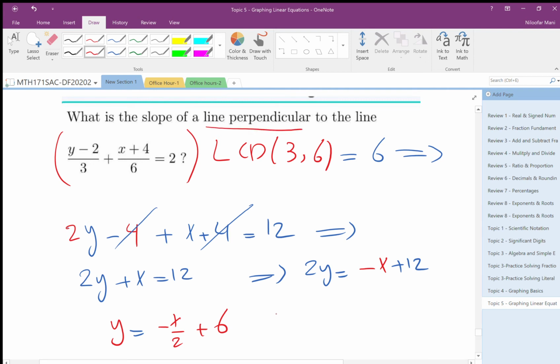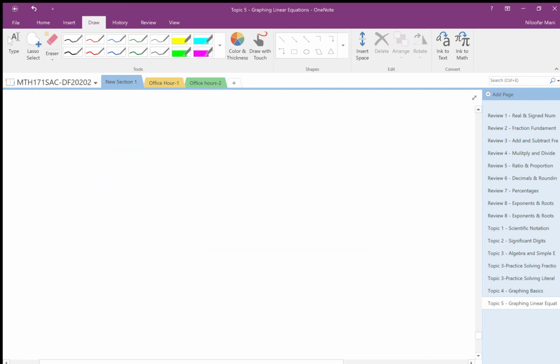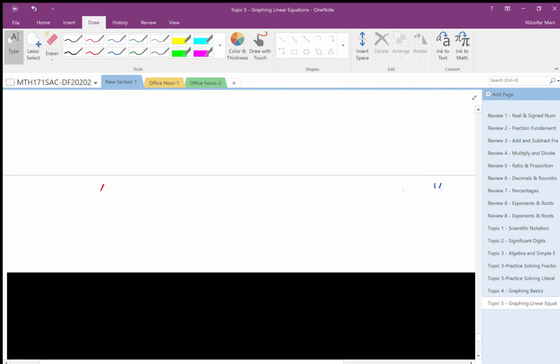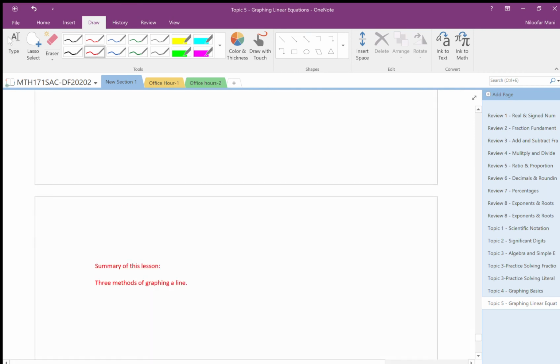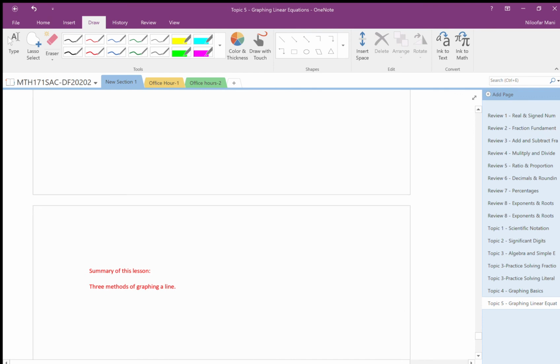Perpendicular. Okay, so for the perpendicular line you have to use the negative reciprocal. Here you have -1/2, so here you have to do 2. Negative reciprocal: change the sign and flip it. That's what you want because it said perpendicular. So first you have to find the slope and then find its negative reciprocal.